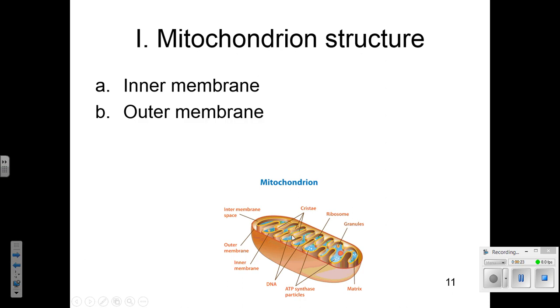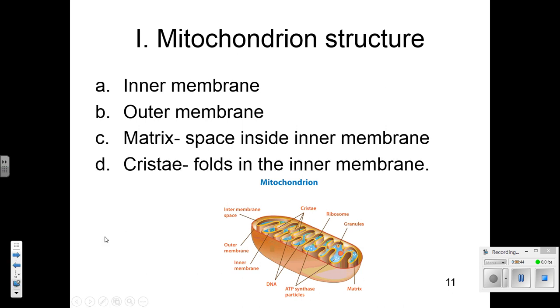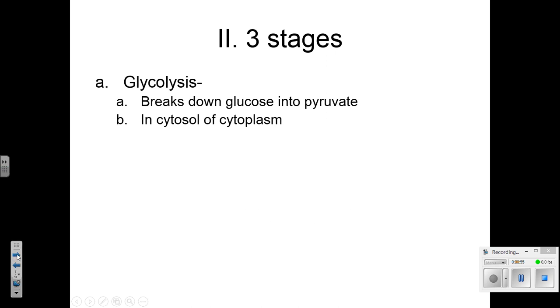The mitochondria has these little folds in it, and there's the inner membrane, which is all this blue stuff, and then the outer membrane. And so that creates kind of pockets within the mitochondria. So we're going to use two new vocab words. The matrix is this space inside that inner membrane, so all the blue here. And then these folds are called cristae, and that increases the surface area inside there, and that is going to become important later.